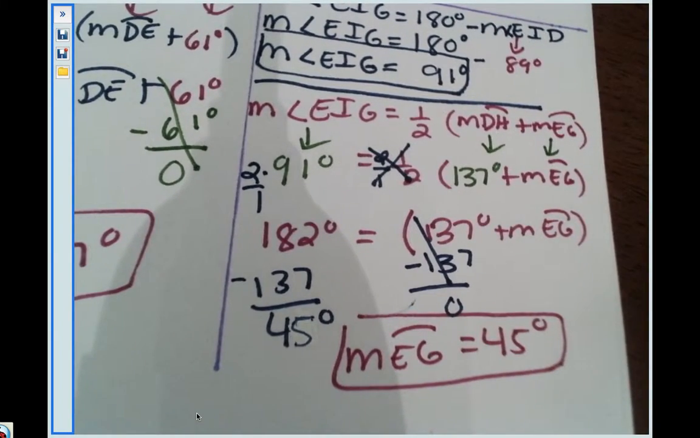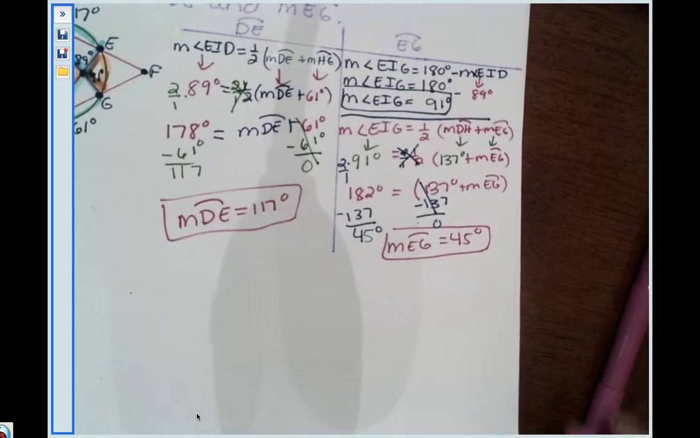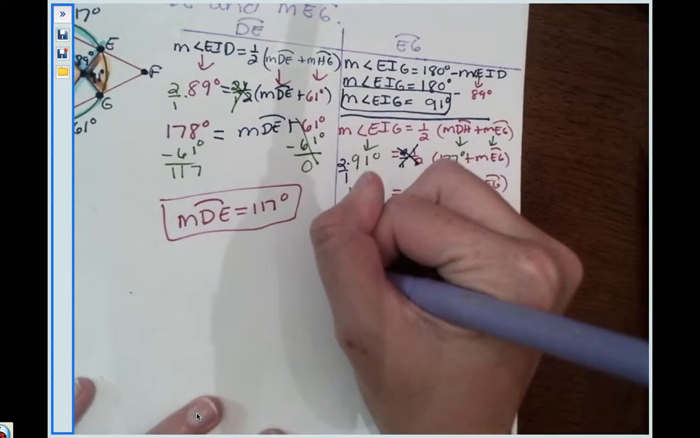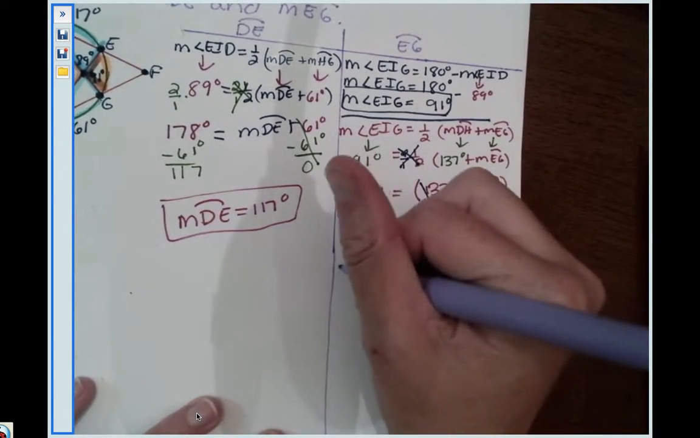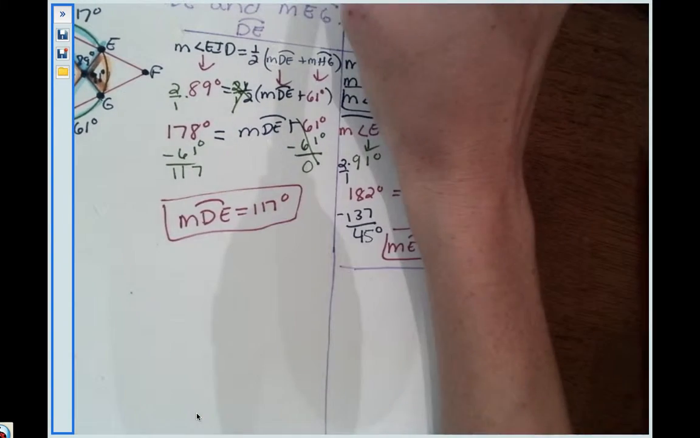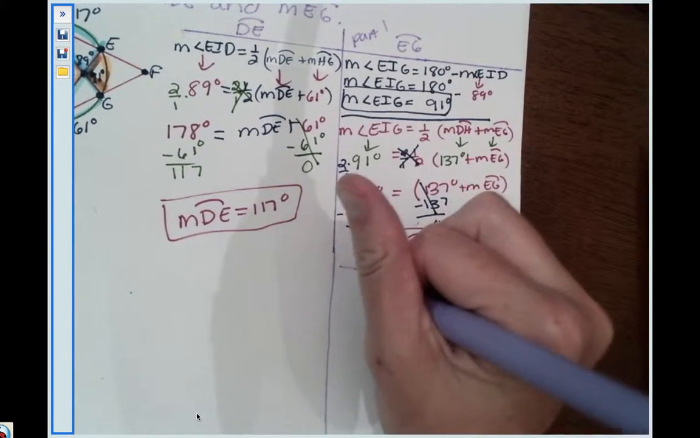So guess what, you guys? Technically we're done, but it doesn't hurt to solve one more way to make sure we did the problem right. I'm going to solve this in the way that I explained at the beginning of the video. I'm going to show you one more way to solve for EG. So I'm going to extend this down. This is part 1. This is part 2.